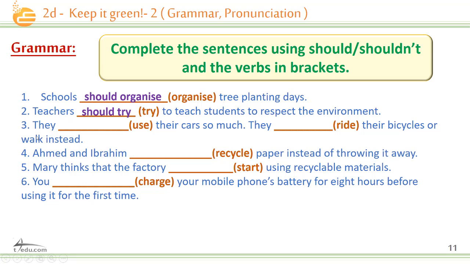Excellent. Number 3, they blank use their cars so much. They blank their bicycles or walk instead. So we have here use and we have here their bicycles, ride. Okay, we are telling him that using cars is a bad habit. It's a negative one. And then the positive one is riding the bicycle. So what are we going to say? Excellent. They shouldn't use their cars so much. They should ride their bicycles or walk instead.